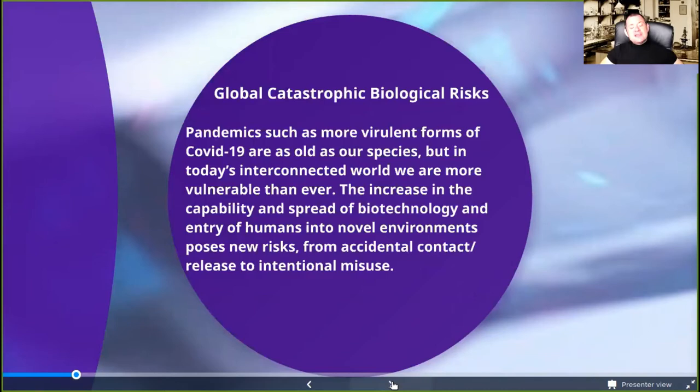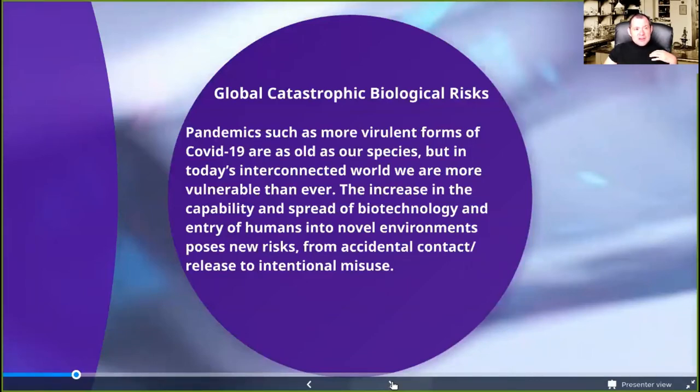So wiping out the entire species or most of the species with some sort of pandemic was very difficult thousands of years ago. But now, because of the development of the aeroplane for a start, and all the traveling that people do, a pandemic can spread quickly. And COVID-19 isn't so severe, but sooner or later, a more severe pandemic will arise and could wipe us out, or at least wipe out such a huge number of humans that civilization falls apart.